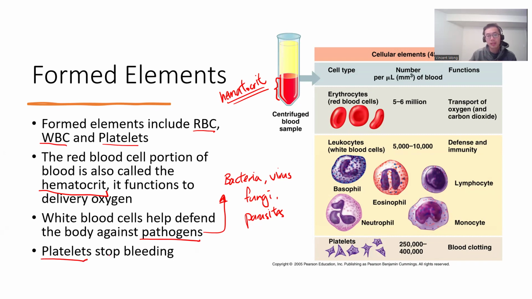The platelets are there to help stop the bleeding. If you have a cut, the platelets will seal the cut and form the scab and stop the bleeding. So that's just a really brief overview of what the red cells, white cells, and platelets do in the body.